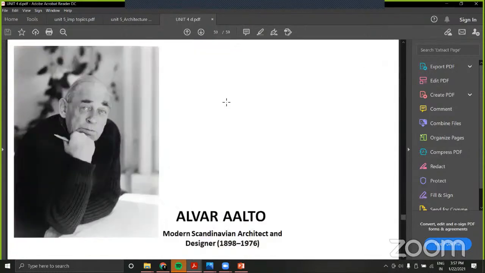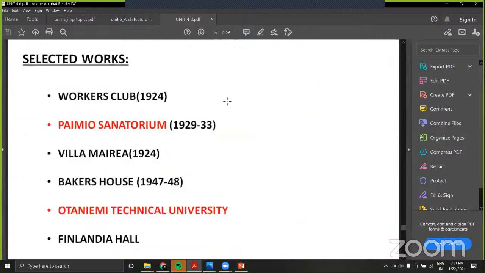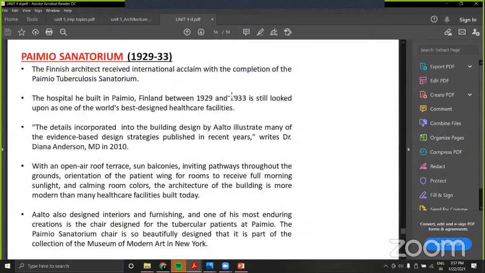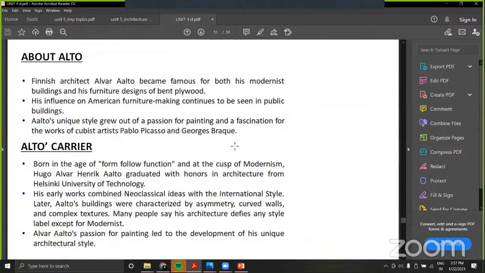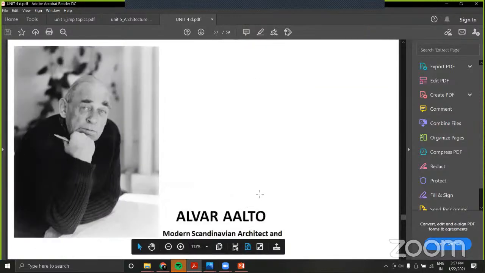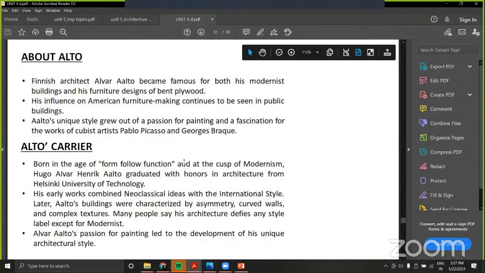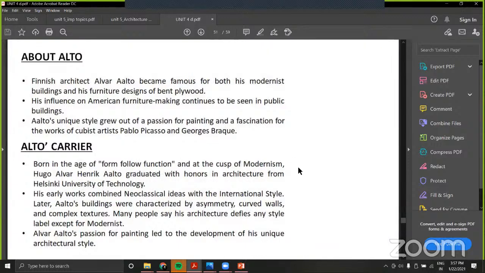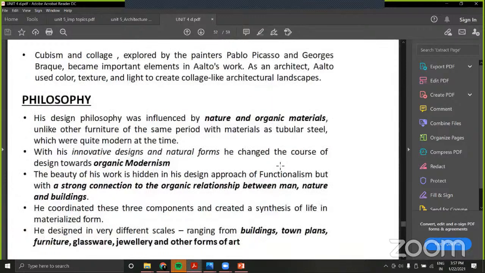We will just move on with the architects, and I think this is the last one, Alvar Aalto. Alvar Aalto is one of the architects, who lived from 1898 to 1976. He also carried the idea that form follows function, in the cusp of modernism. Alvar Aalto's passion for painting led to the development of his unique architectural style. He is very well known for his paintings also. He also designed a lot of furniture, his own kind of furniture.